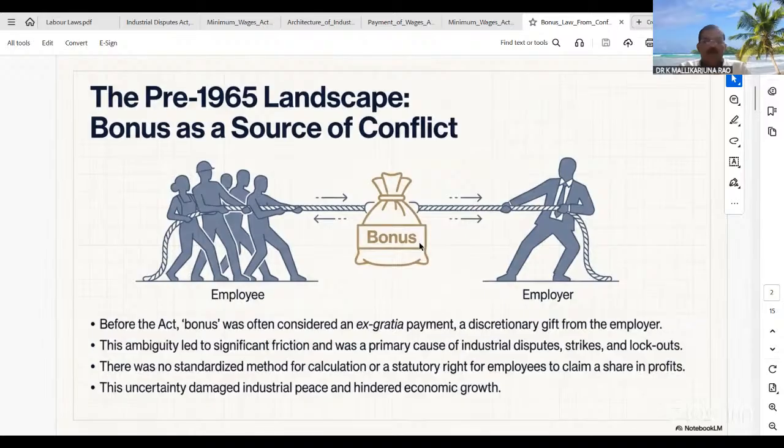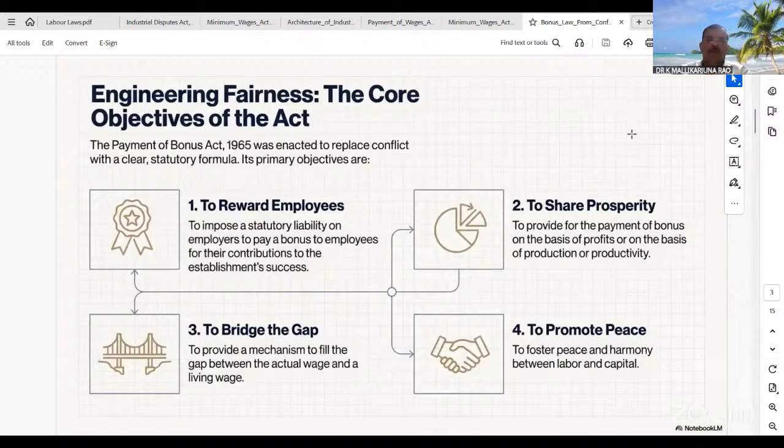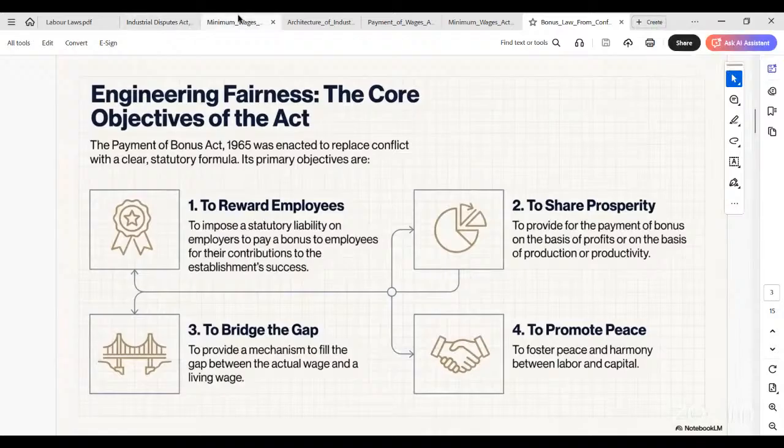Before the act, there was a conflict over who would take the bonus, the employer or the employee. There was no standardized method for calculation, and no statutory right for employees to claim a share in profits. So there was uncertainty, damage to industrial peace, and harm to economic growth. What are the core objectives of the Bonus Act 1965?